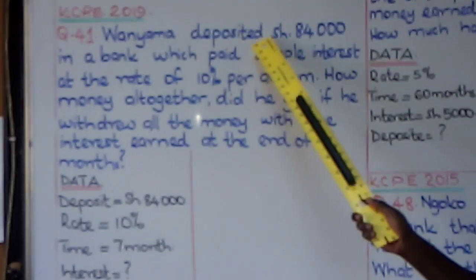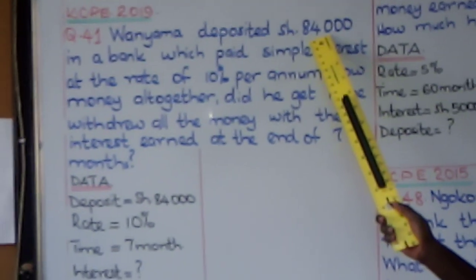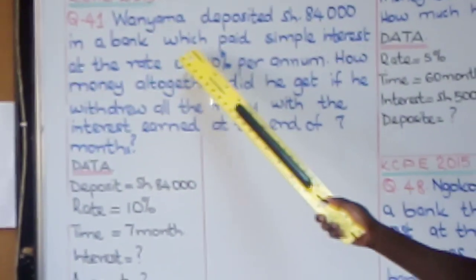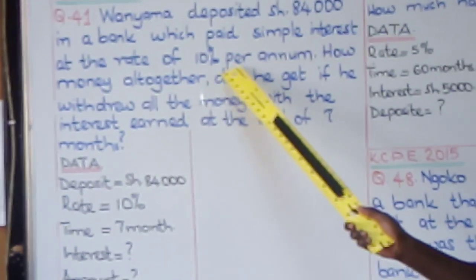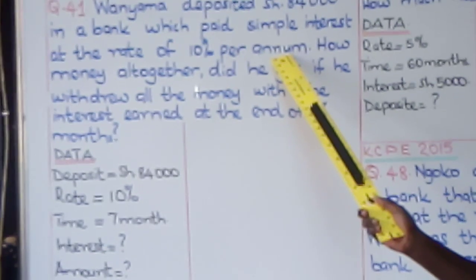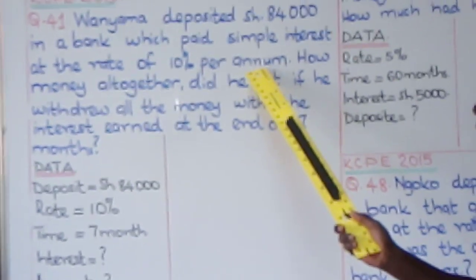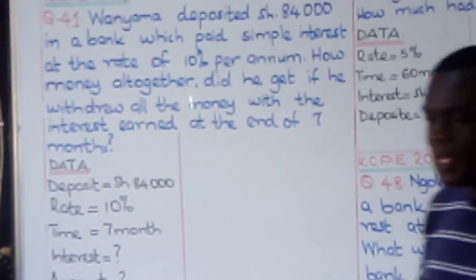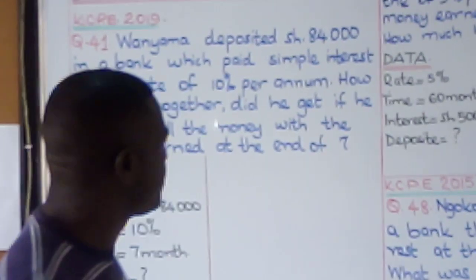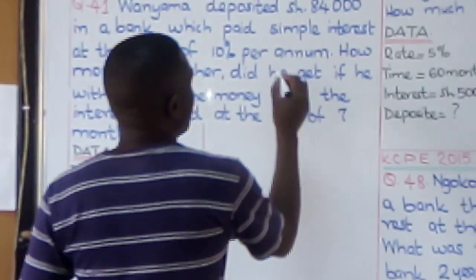Wanyama deposited 84,000 shillings in a bank which paid a simple interest at the rate of 10% per annum. Underline the word annum. It means year, per year. The word annum means per year. And so allow me to underline the word annum.